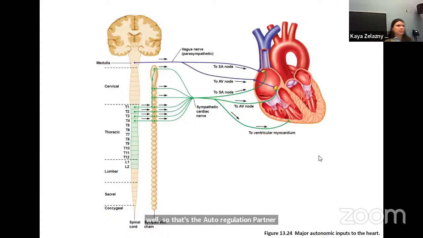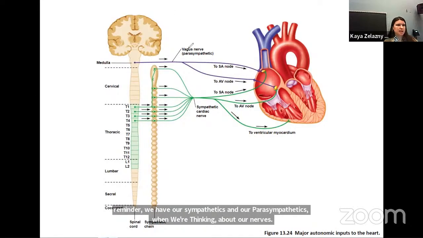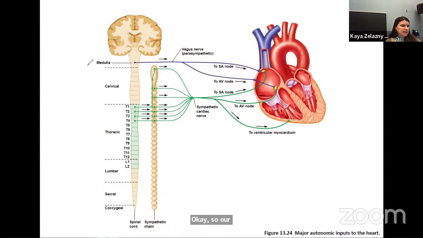So reminder, we have our sympathetics and our parasympathetics when we're thinking about our nerves. Okay. So our parasympathetics are craniosacral in origin, so coming either from a cranial nerve or from way down at the bottom of your spinal cord, so from the sacral area. But we're almost always thinking about parasympathetics coming from our cranial nerves, actually. Specifically, the cranial nerve that sends parasympathetic innervation to the heart is our vagus nerve. So you've actually seen this or at least thought about this nerve in lab.